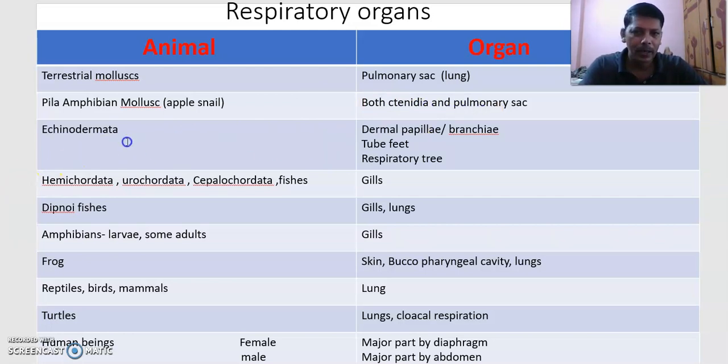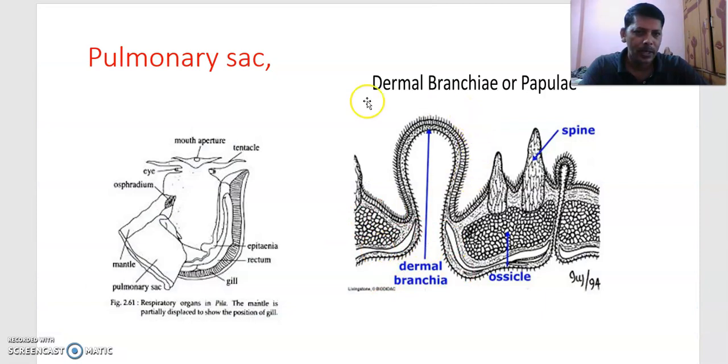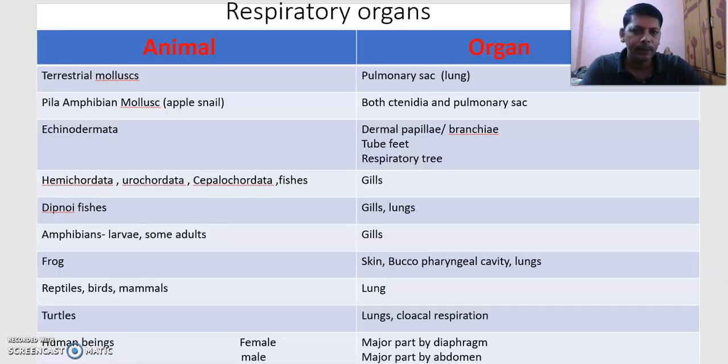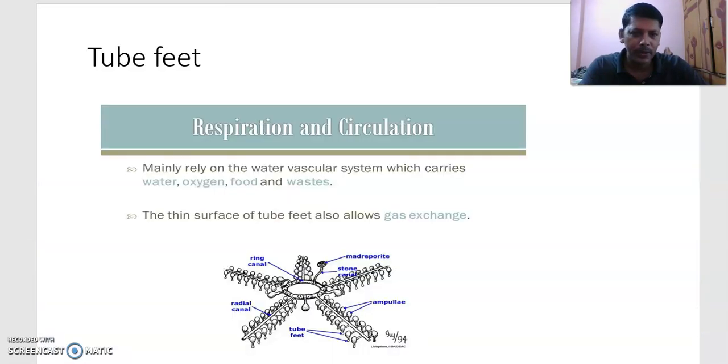Now come to the Echinodermata. Here dermal papillae or dermal branchiae are present. Observe here, these are the dermal branchiae or dermal papillae, which are the respiratory organs in echinoderms. Tube feet are also respiratory organs here. Tube feet also help in respiration. Observe here, these are the tube feet.